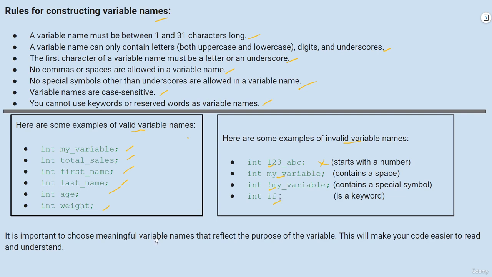It is important to choose meaningful variable names that reflect the purpose of the variable. Sometimes we just write int i, int a, but this i and a don't hold any specific meaning. So as developers, we should always use meaningful variable names so that coding becomes easier and we will be able to read and understand the code.